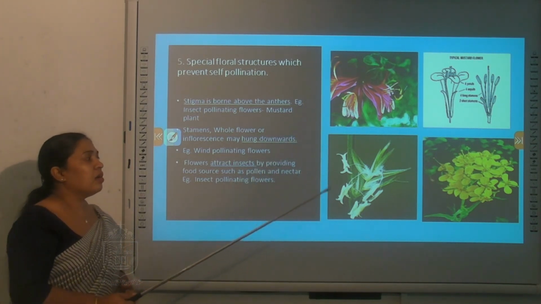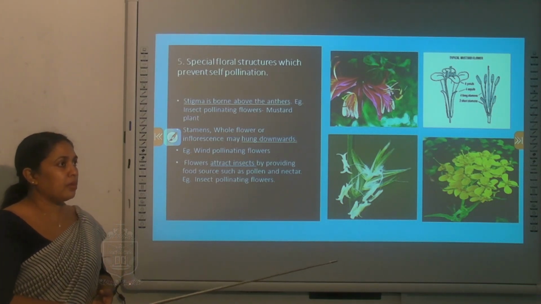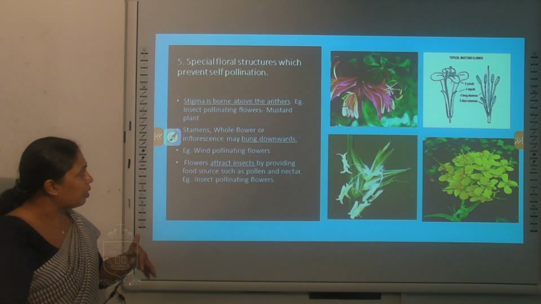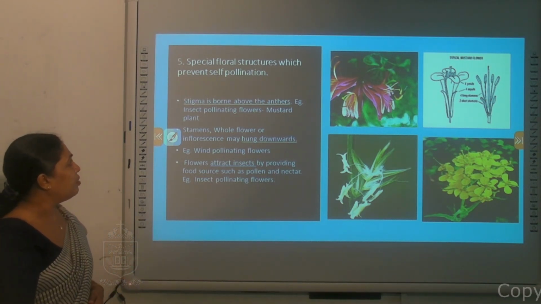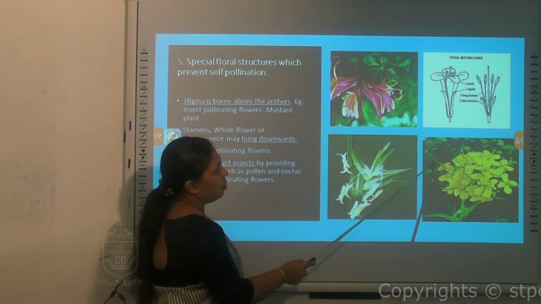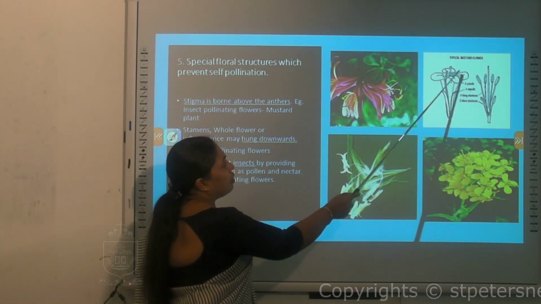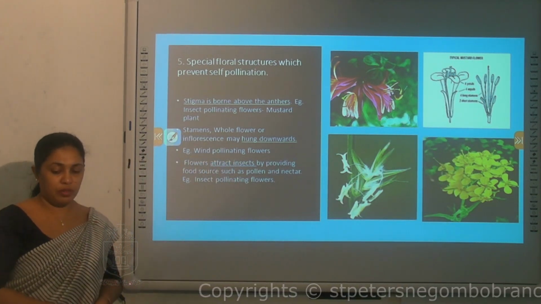Flowers are having attractive colors to attract more insects which carry their pollen away, and they have scents as well as nectar. And in mustard plants, the stigma is borne above. You can see the stigma is borne above. It is coming out of the inflorescence. It is a special adaptation.